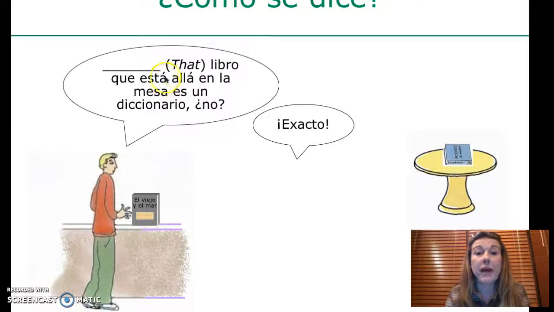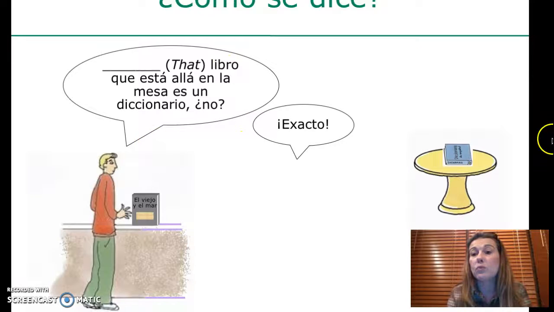Okay, so next we have that. Aquel libro que está allá en la mesa es un diccionario, ¿no? Right? And there was supposed to be a person here, but the person disappeared. Okay, so there's a person talking, an invisible person, right, saying exacto. But we're still using the adjective. So what is our word for that? It has to match up with libro.